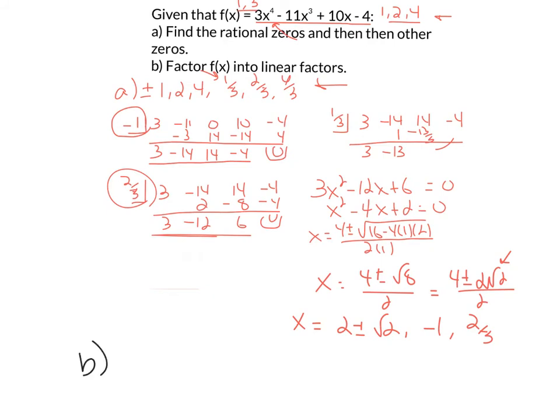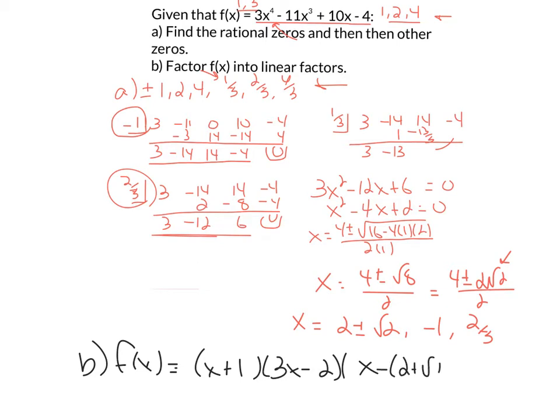So I'm just going to put part B. My factors are, the first zero was -1, which means I can write that x plus 1. My other one was 2/3. I can write that 3x minus 2. Then I can go x minus 2 plus the square root of 2, and then x minus 2 minus square root of 2. And that's all you got to do on that one. All right, lovely. Let's see what we got next.